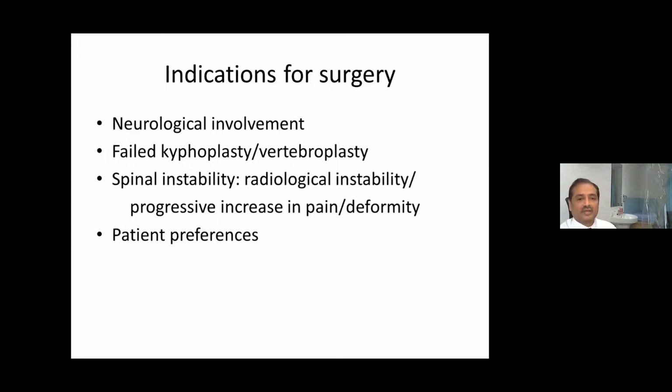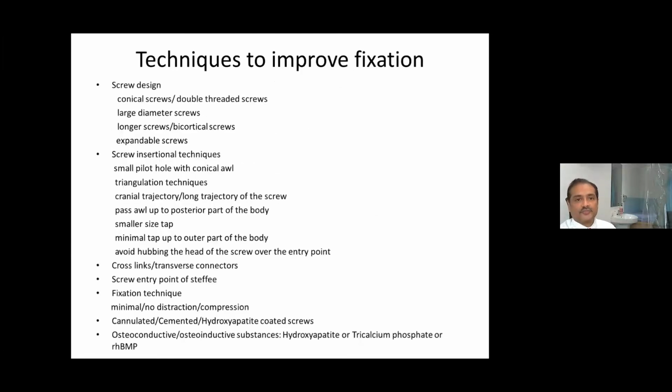Spinal instability, in the sense of somebody who has persistent back pain or a deformity, may suggest spinal instability. Together with the extent of bone destruction or ligamentous injury on imaging, this can roughly give us an indication of which patient may require surgery. So there are several techniques to improve the fixation by screw design, insertional technique, and other means. The most important is the insertional technique we use in these patients.